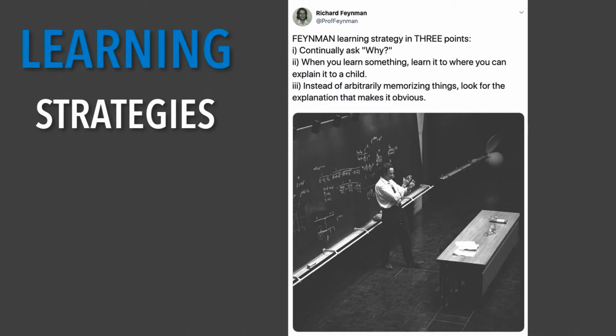The second point: I'll often get asked by my students, how do I know that I understand it? How do I know I really learned it? Well, point number 2 by Feynman says, when you learn something, learn it to where you can explain it to a child. So if you're questioning whether or not you understand the material, just imagine yourself explaining it in very simple terms, and that'll give you an idea of whether or not you really understand it. Number 3, and this I think is possibly the most important, instead of arbitrarily memorizing things, look for the explanation that makes it obvious.